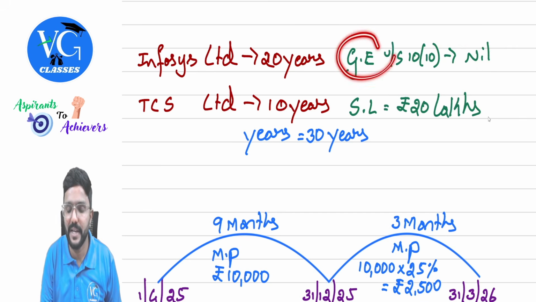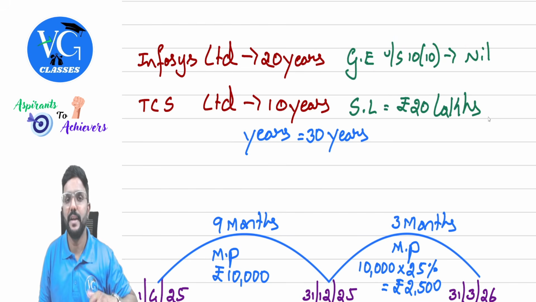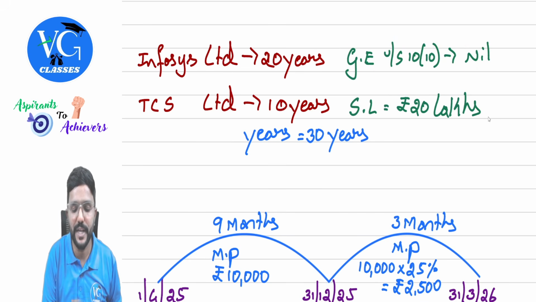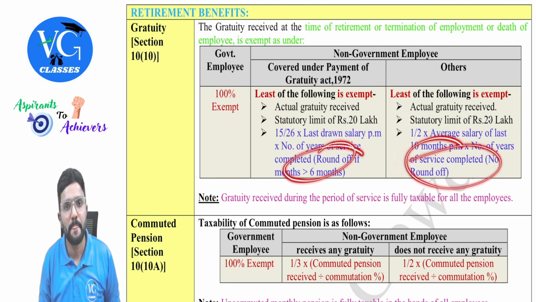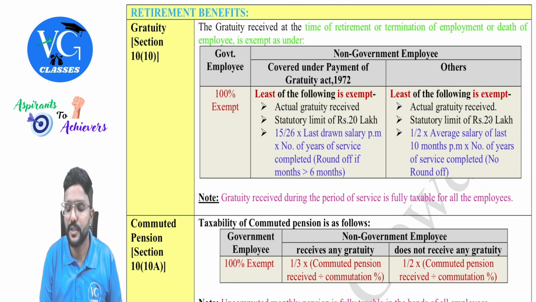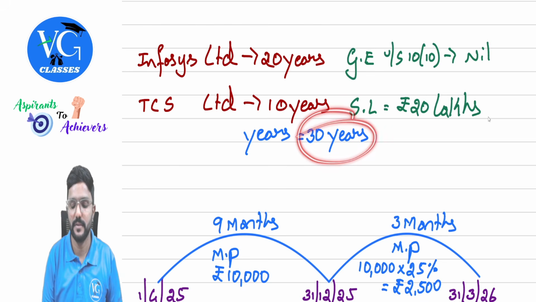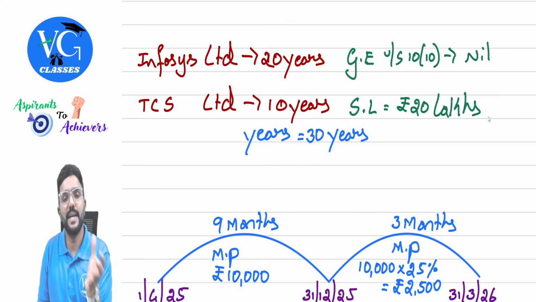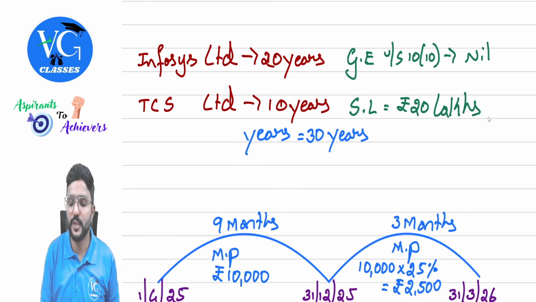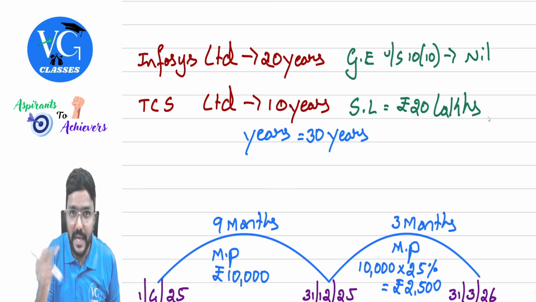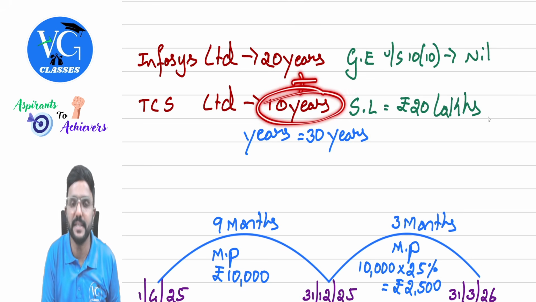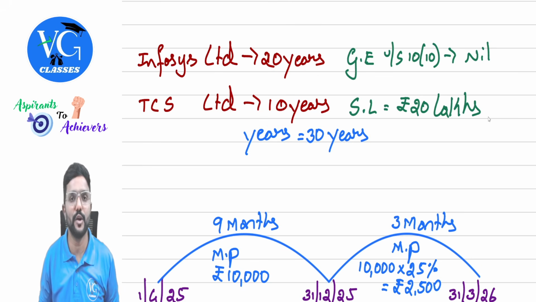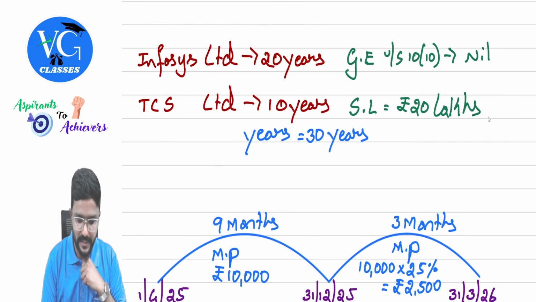Is that clear? So he didn't claim any gratuity exemption. Okay. And when he retired from TCS, here we are supposed to take the number of years, right? The number of years would be how much? It will be 30 years now, that is 20 plus 10. When an employee left the employment from a previous employer, if he has not claimed any exemption at that point, then while claiming the exemption next time, will we add those years? Yes, guys, we will add them to the total number of years. Hope you got it. Clear? Yes, sir.